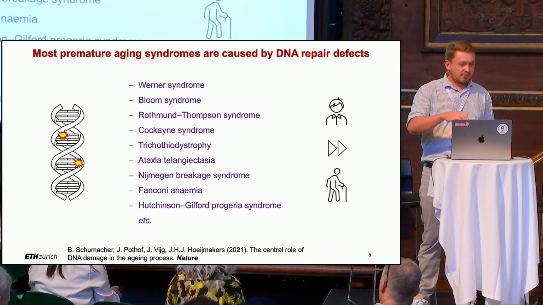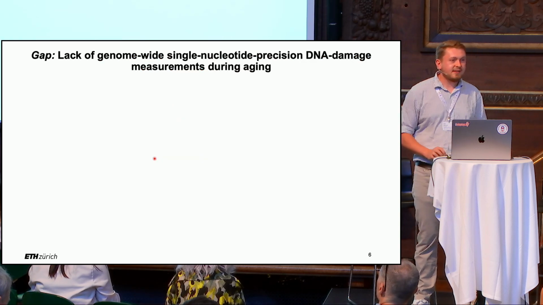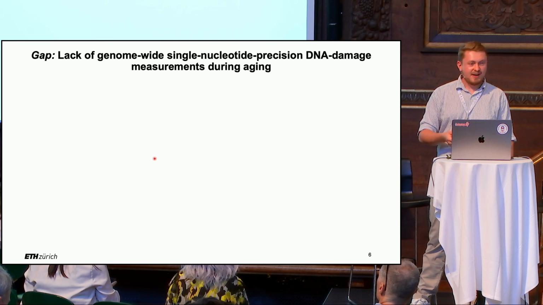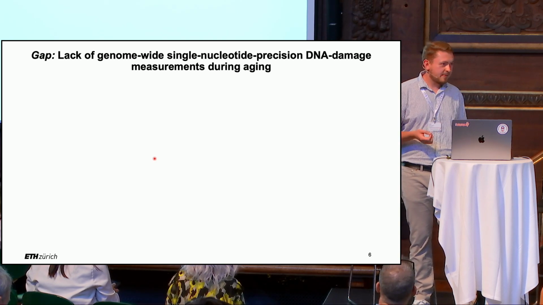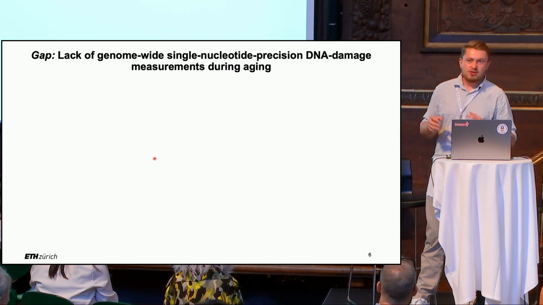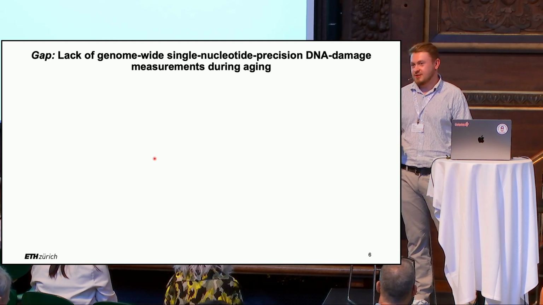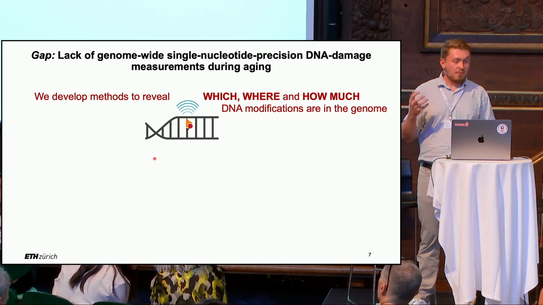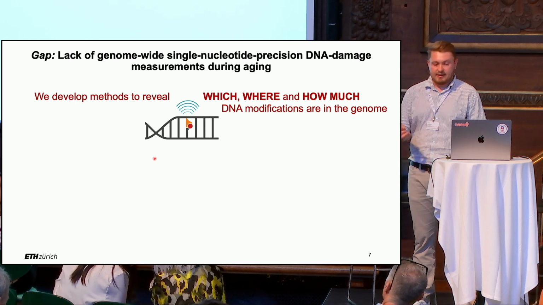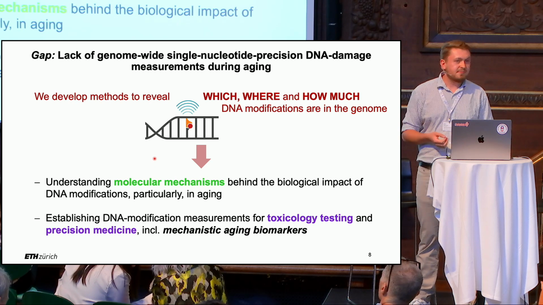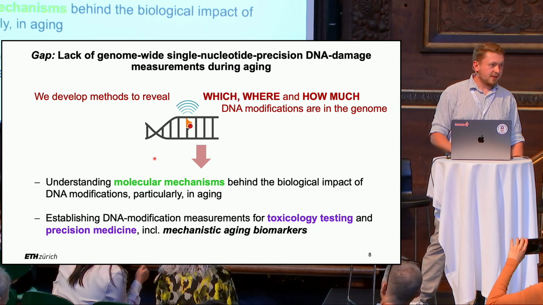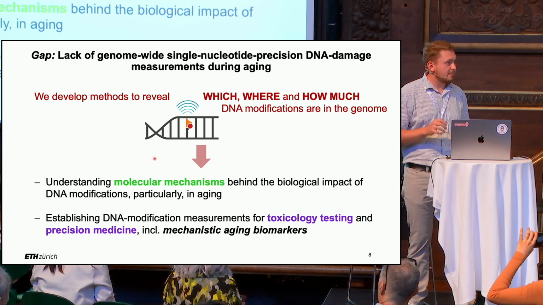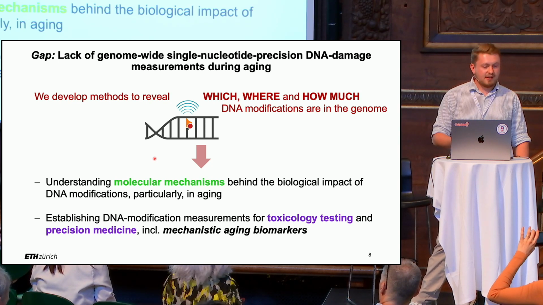This evidence and a lot of other evidence suggests that DNA damage is an important factor in aging and probably the driver of aging. However, due to technical limitations, there is a gap: we do not have age-resolved genome-wide measurements of DNA modifications at single nucleotide resolution. We developed methods to reveal which, where, and how much DNA damage is in the genome, and this will help us understand molecular mechanisms behind biological impacts of DNA modifications, including in aging. We also want to establish genome-wide DNA modification measurements for toxicology testing and precision medicine.